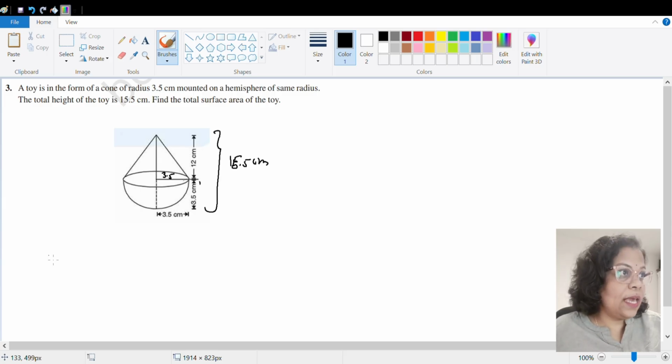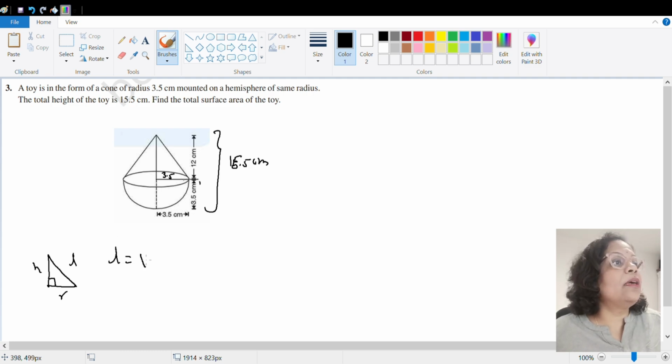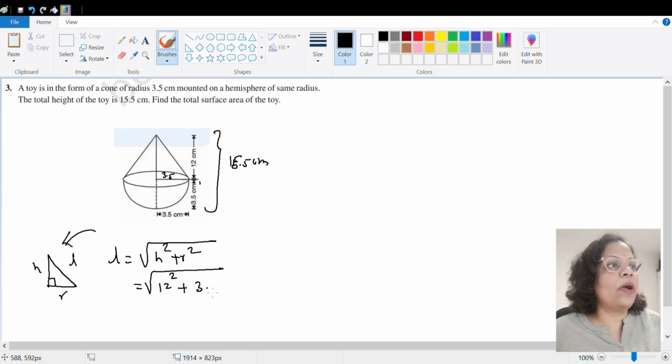So you can see the right angle triangle of the cone which is formed. This is your h, this is l, and this is r. And to get the total surface area, we should have the surface area of the cone first, which is pi r l. So we have to get the value of l, right? So l is nothing but under root h square plus r square. This is the normal formula we get by applying Pythagoras over here, right? So h, which is height, we have got over here as 12 square, and this is 3.5 square.